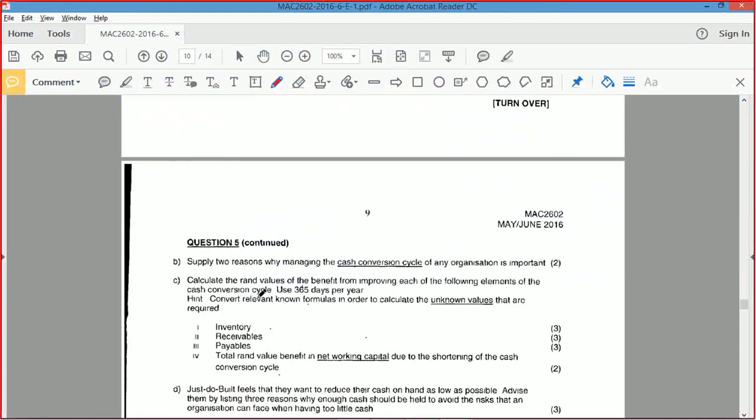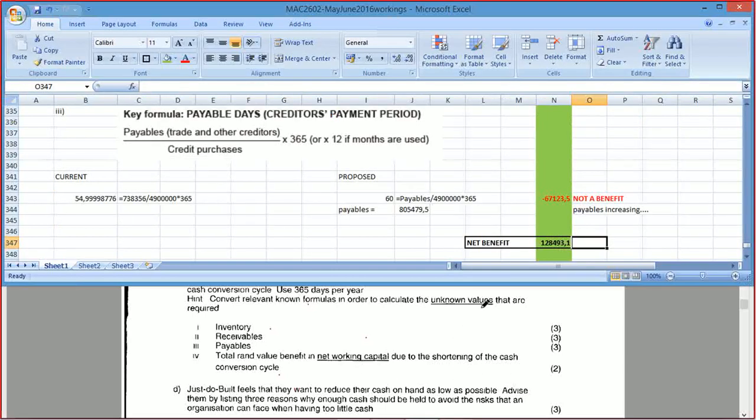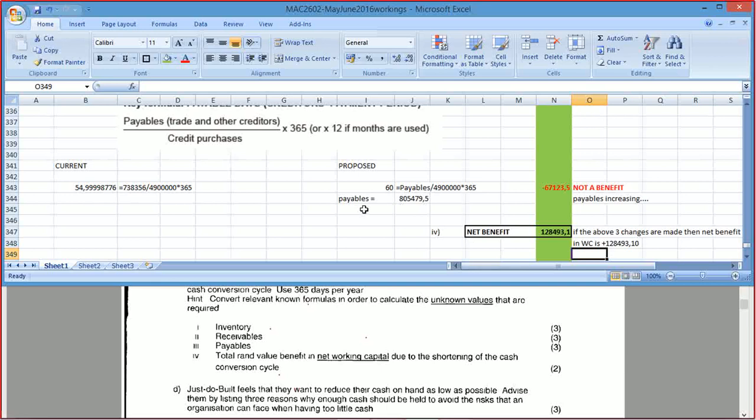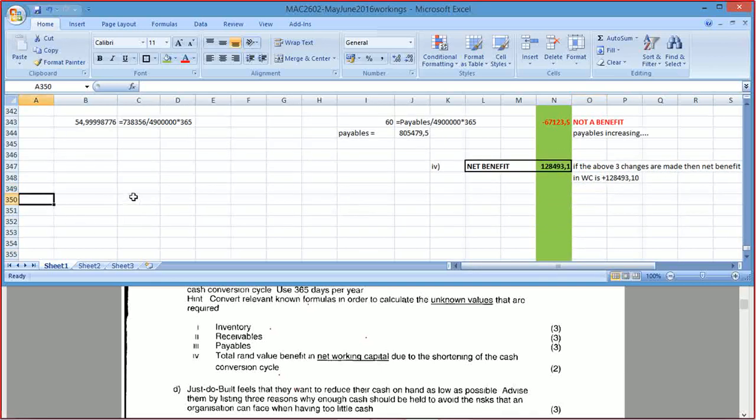Okay, so calculate the rand values of the benefit of improving each one of the following elements. We've done that. Total value of the benefit in net working capital due to the shortening of the cash conversion cycle. That's the total net benefit. So this is number 4. If the above 3 changes are made, then the net benefit in working capital is plus 258,493.10. Okay, see that? Yes, sir.